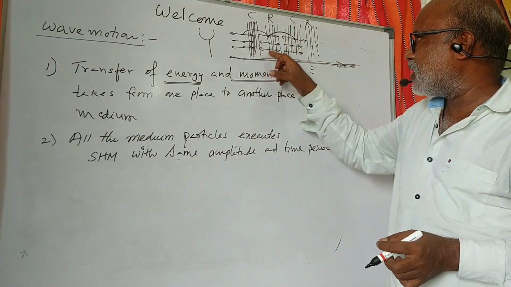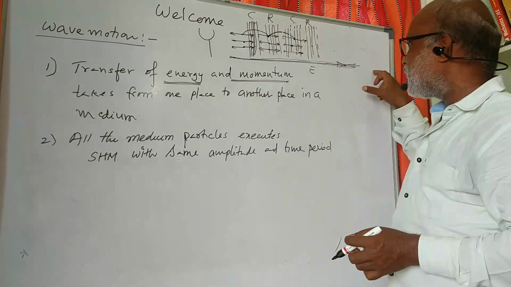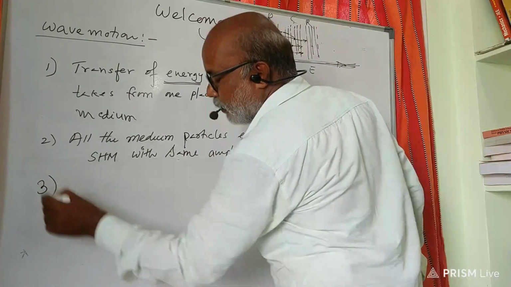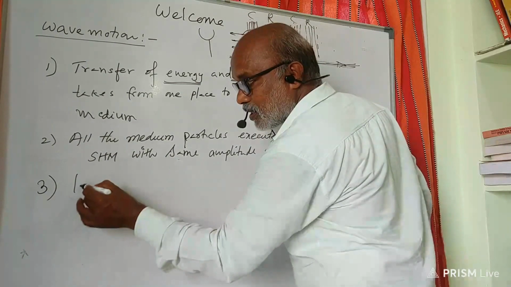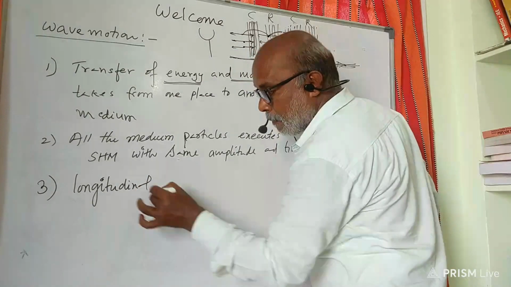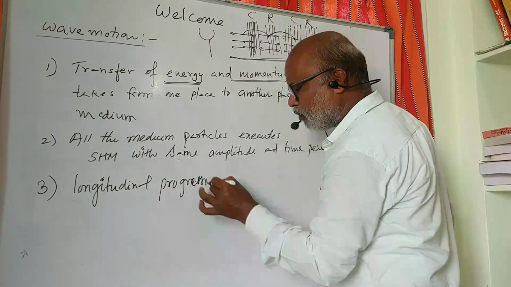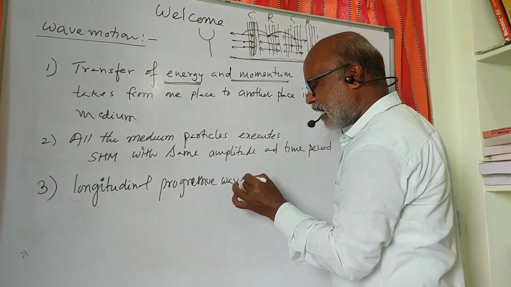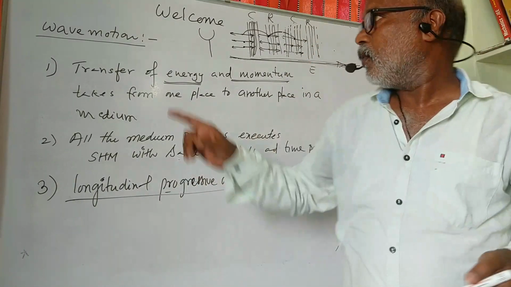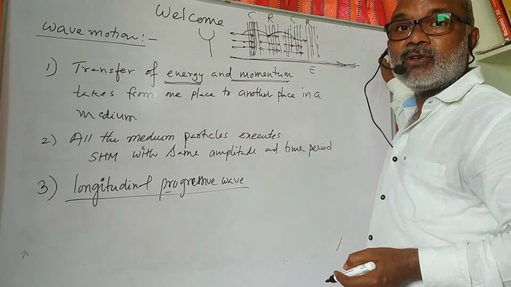This type of propagation of energy, in which the medium particles vibrate in the same direction as the propagation of energy, is known as a longitudinal progressive wave. What is a longitudinal progressive wave? Progressive wave means, as the name itself says, it proceeds into the medium. Once the disturbance is created, it continuously proceeds into the medium without any reflection.